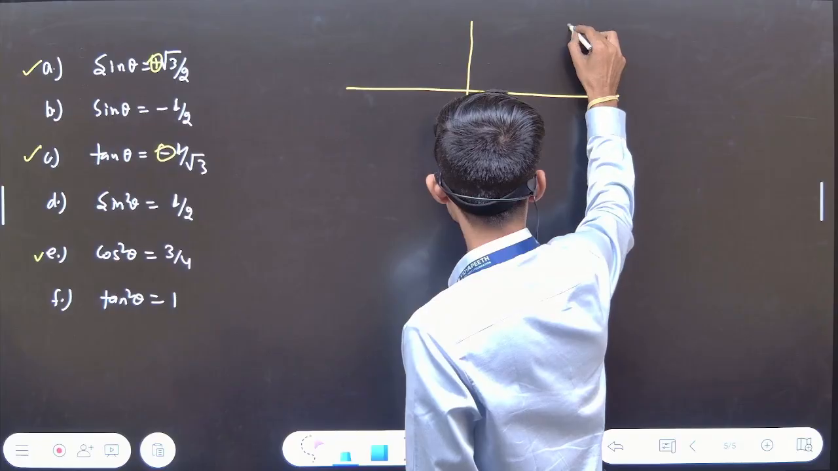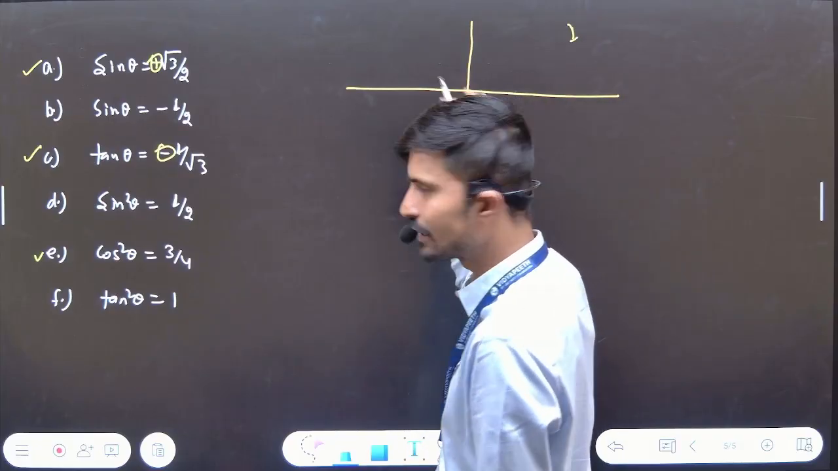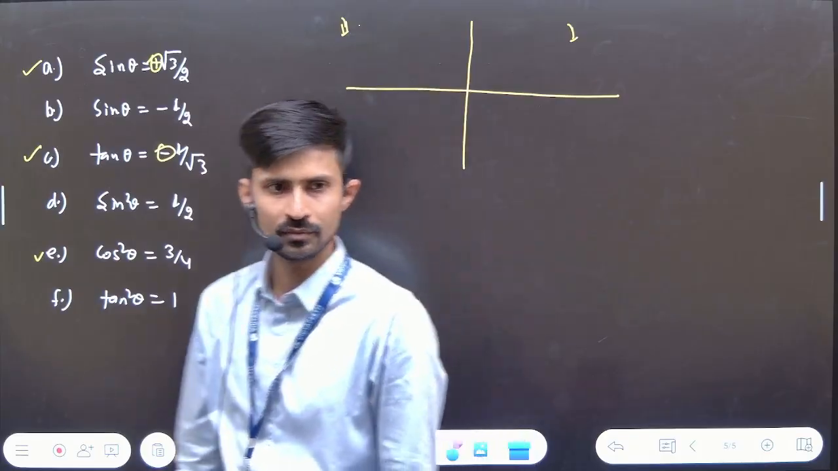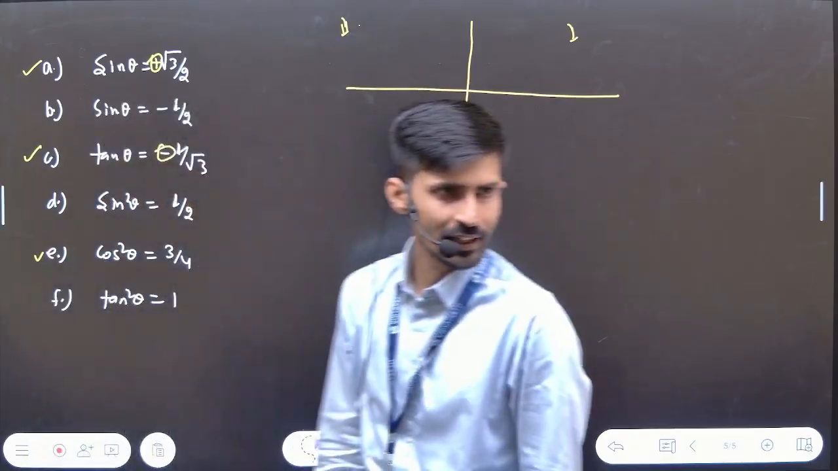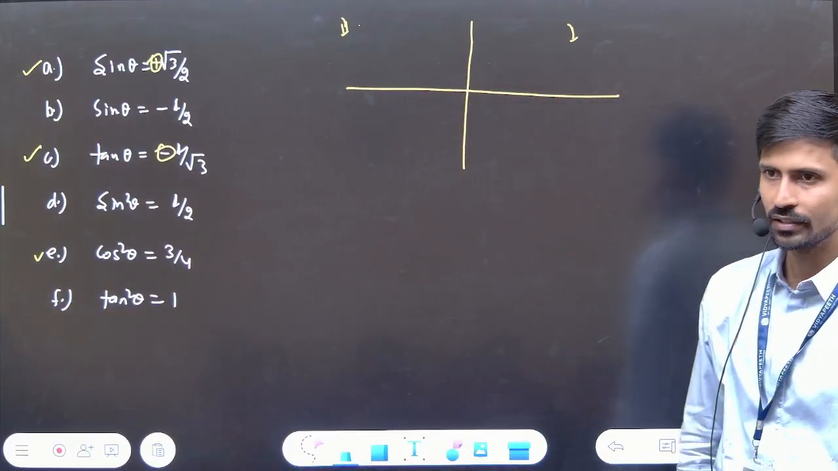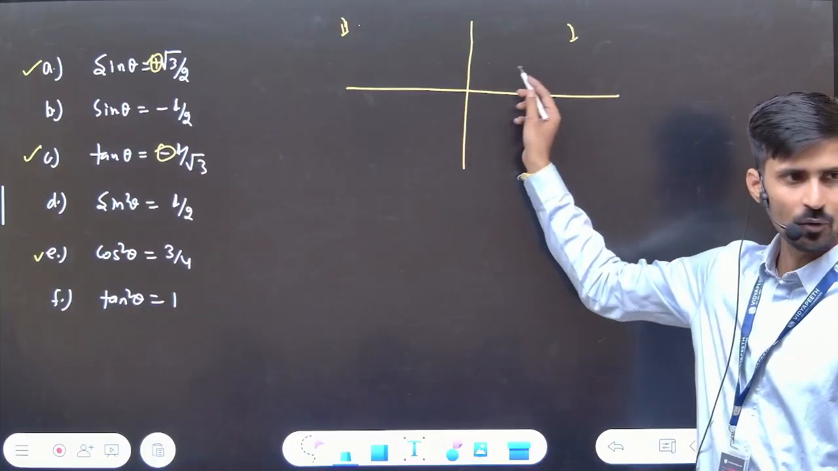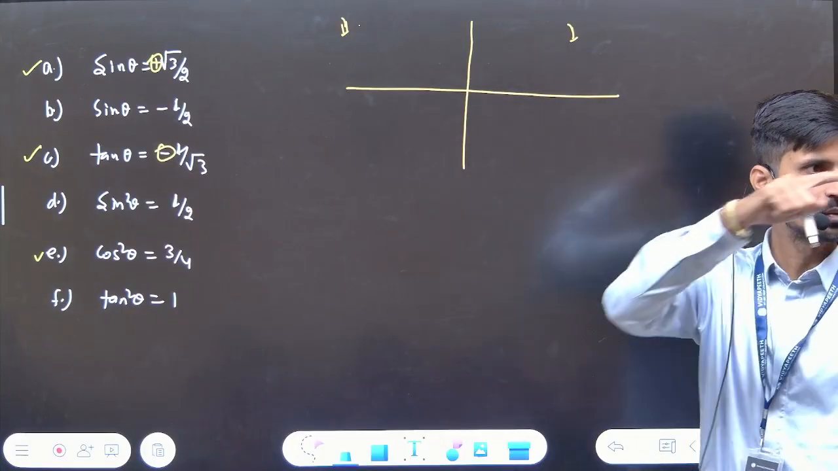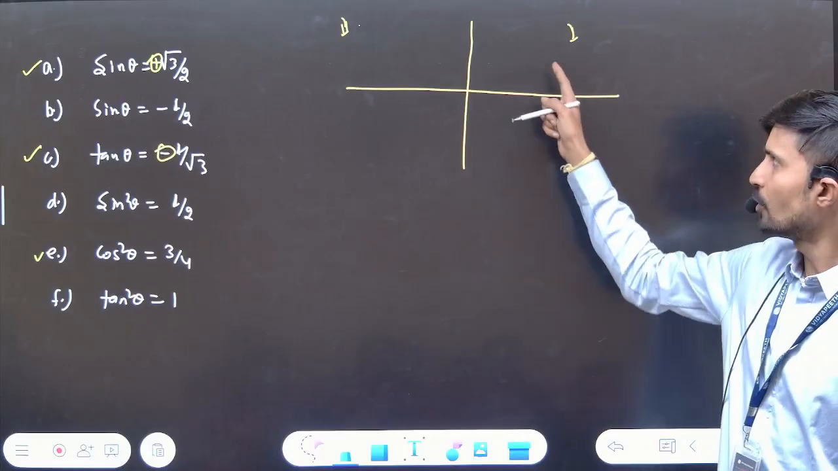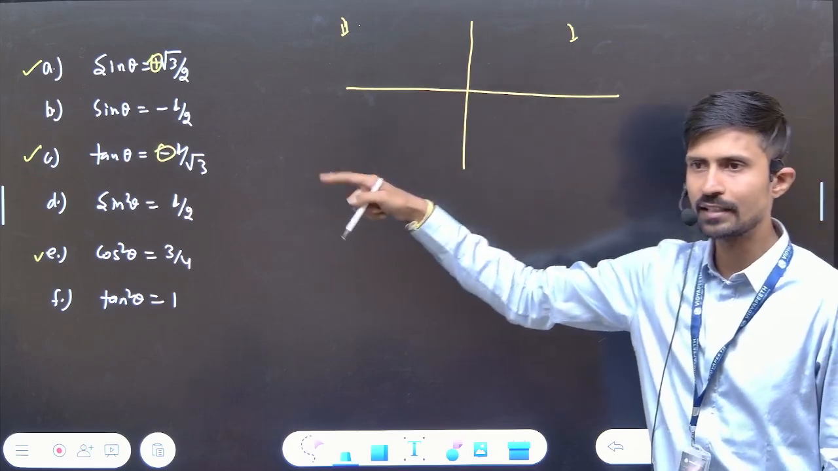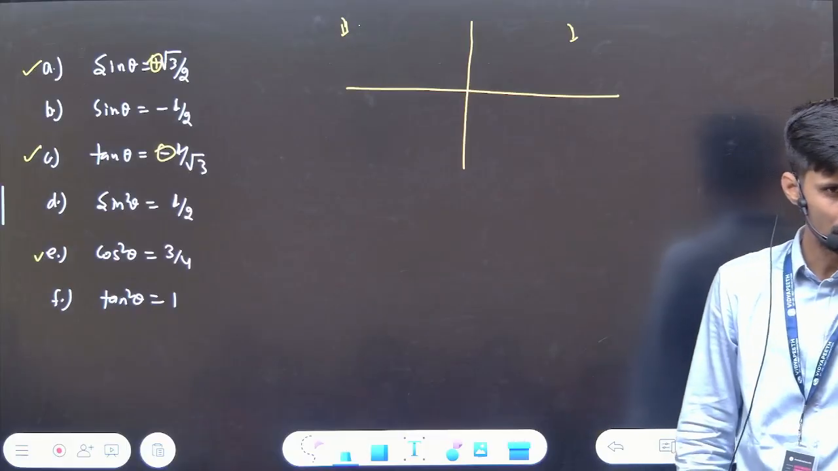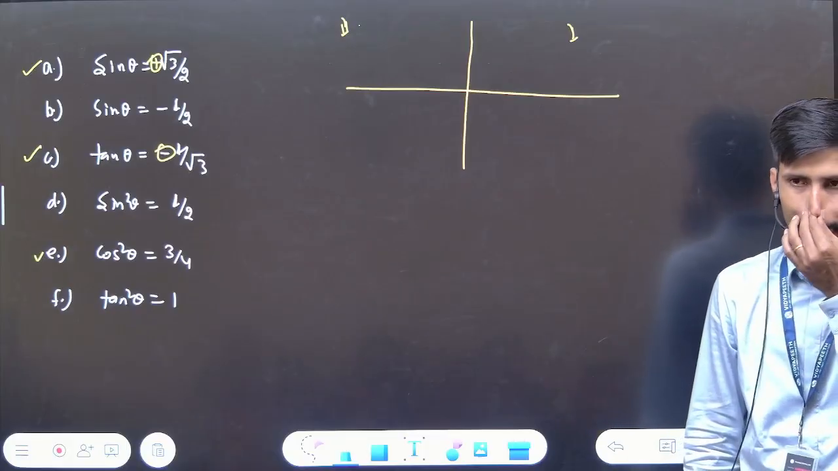This is our first quadrant. It means one angle I will get here, one angle I will get here. It means I have to find the angle from this to this, so that sine theta can become root 3 by 2. Okay? Root 3 by 2.